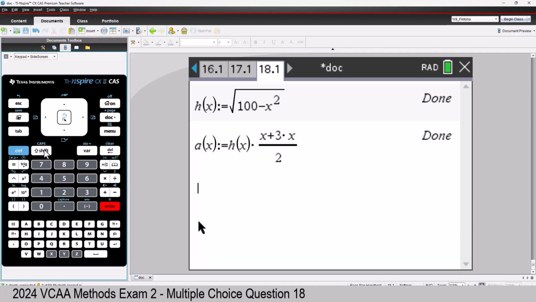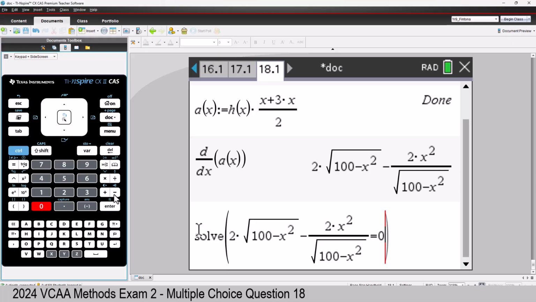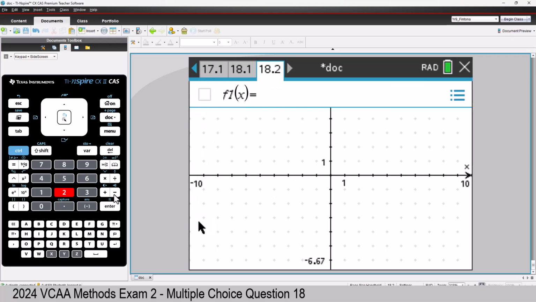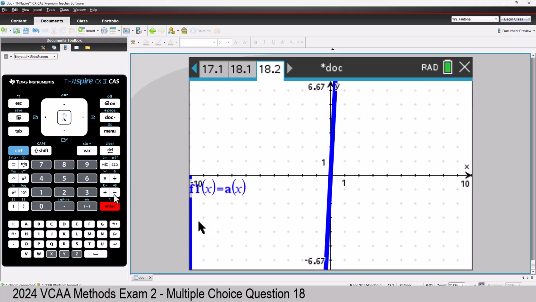So now we have an expression for the area in terms of a single variable x. Solve the derivative equal to 0 and we get positive or negative 5 root 2. We know that x has got to be greater than 0. Check to make sure we have a maximum.